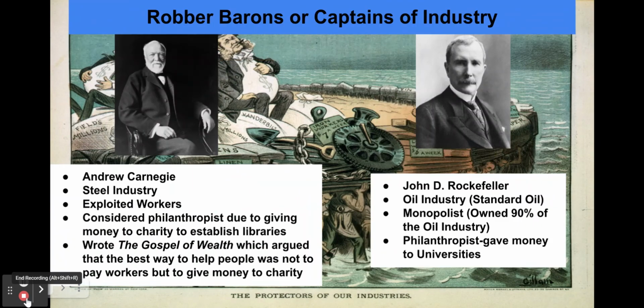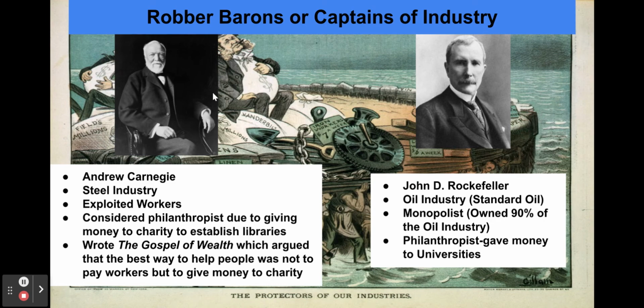Okay, and then the second concept you need to understand is this idea of robber barons or captains of industry. And robber barons are people who exploit or take advantage of their workers and other business owners. Captains of industry is a term used to describe these businessmen who were really smart and came up with really cool new ideas and created the modern American business that we know today.